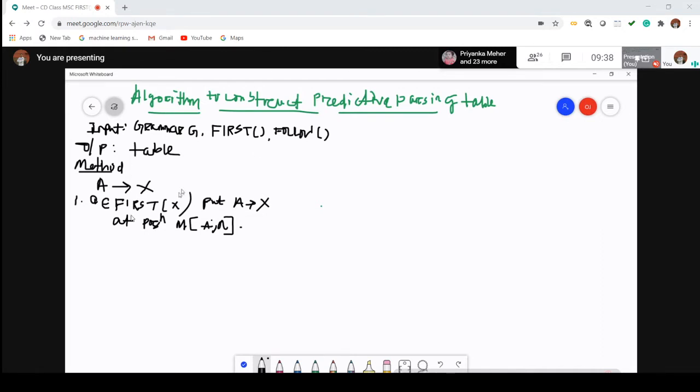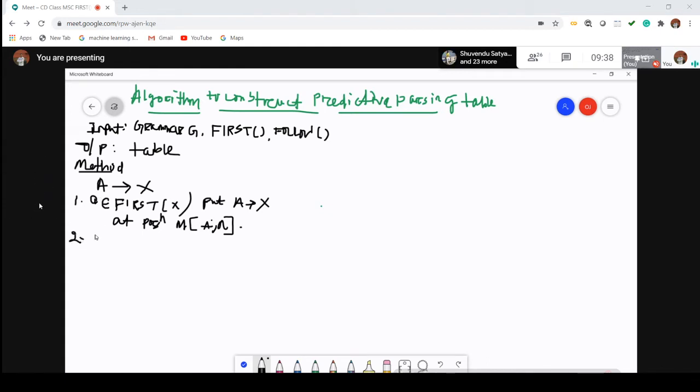So what is the meaning of this? M of A, a is nothing but a table where A is the row and small a is the column. All the non-terminal symbols are represented as rows. All the terminal symbols are represented as columns, including dollar. I will take an example later on, no worry about this. So rule number 2.